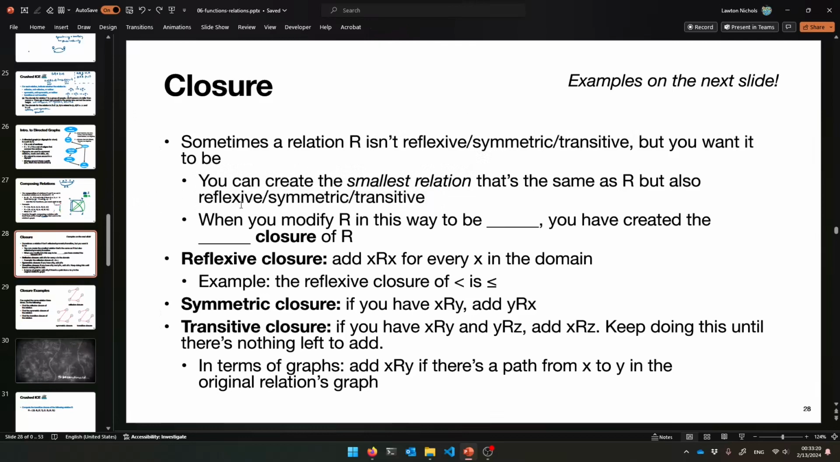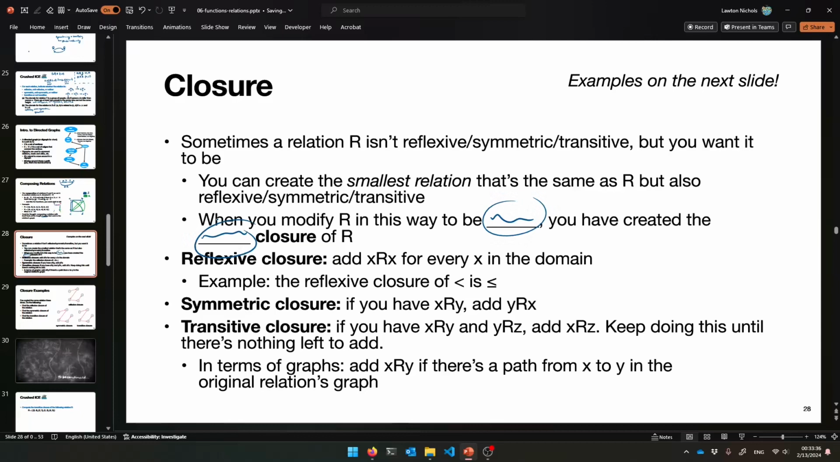Okay? So what it's called, when you modify R in this way to be what you want, like you wanted it to be reflexive, then what you call that is you've made the reflexive closure of R. If you modified R to be symmetric, you've made the symmetric closure.